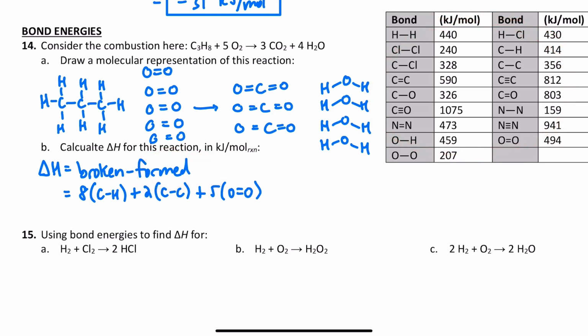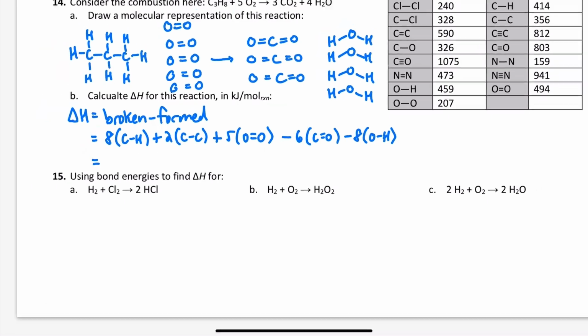Well, we formed the CO2 molecules, and there's actually 6 of these CO double bonds. So 6 times a CO double bond. And then we formed 4 water molecules. That's actually 8 OH bonds. So we have these values from a reference table right here. We plug in the algebra, we plug in the arithmetic, and we get a delta H value.